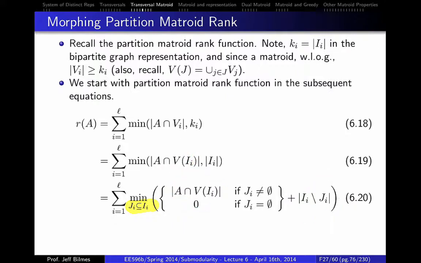And if J_i is equal to the empty set, we're just going to get this over here, right? And that's going to be that plus that, which is going to be bigger than the min. And then the way that we can actually get this other thing is if I is equal to the empty set, right? And then basically we just get back the cardinality of this, okay?